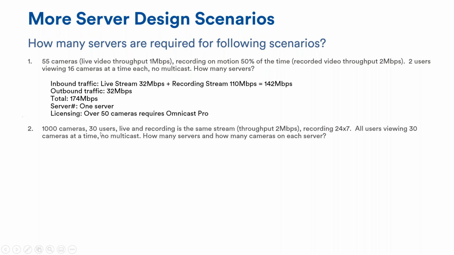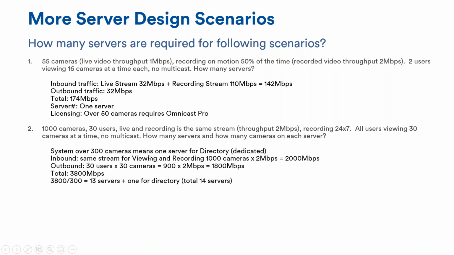Now we have 1,000 cameras, 30 users. In this case, the live and recording is the same stream, so we're not using multi-streaming. We're going to say it's 2 megabits per second recording continuously. All users viewing 30 cameras at a time. Again, we assume unicast. How many servers, how many cameras on each server?